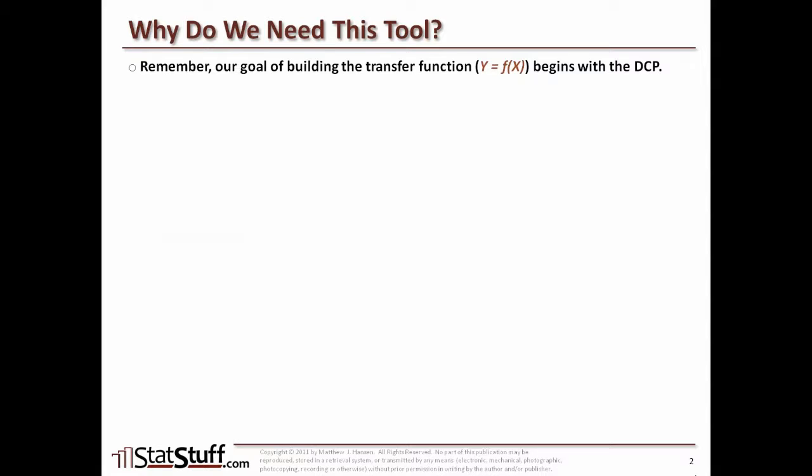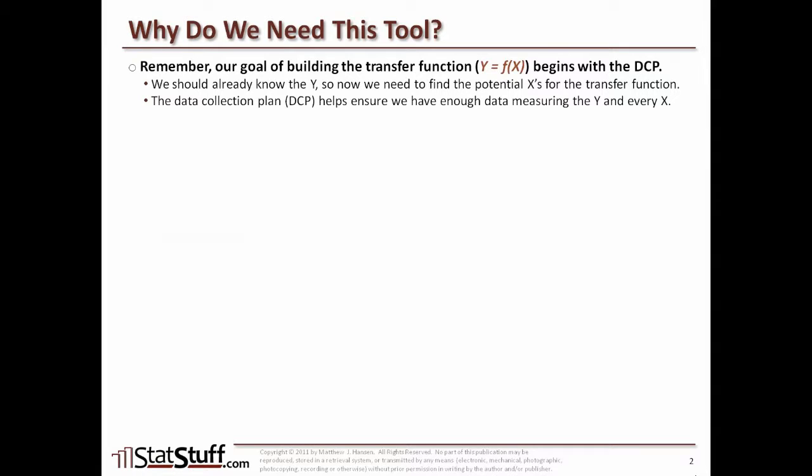In order to do that, we have to begin with trying to build the data collection plan, or the DCP. So we should already know what the project y is. So now we need to find out what are those potential x's for that transfer function. And it's the data collection plan that's going to help us ensure that we have enough data for measuring that y and every one of those x's within the transfer function.